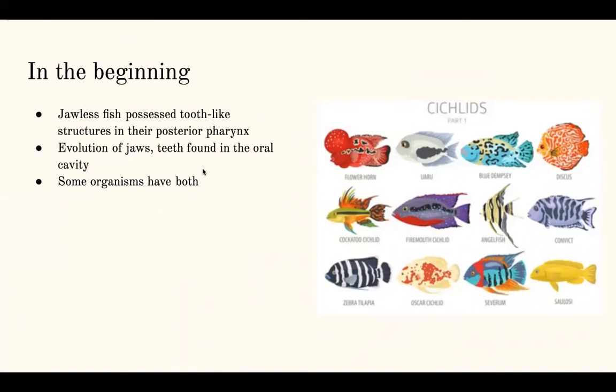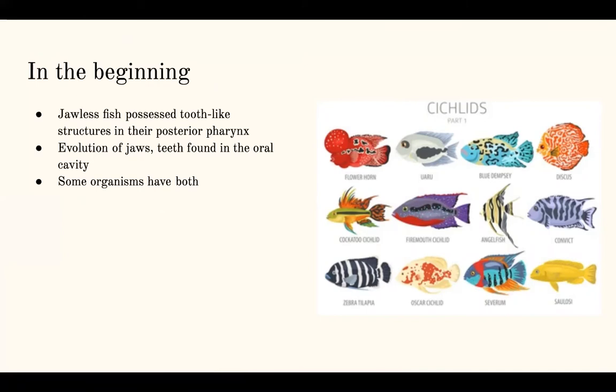Next, we're going to talk about the evolution of teeth. The first known tooth structures were found in early vertebrates, such as the jawless fish. These jawless fish had tooth-like structures, so not exactly teeth as we know them today, but structures that resembled them closely. The jawless fish possess structures in their posterior pharynx.